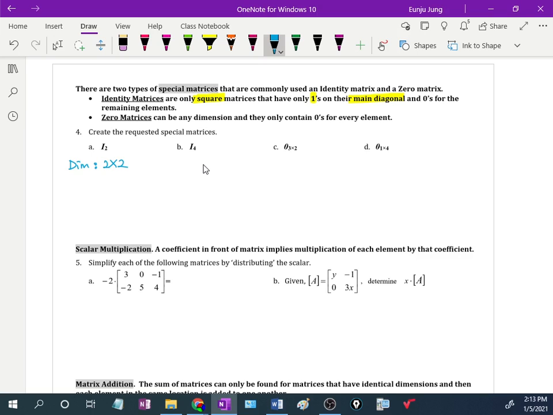Okay, so let's create a 2 by 2 matrix. So start with number 1. And main diagonal means diagonal from this number 1, okay? So next one here, and that's it. And other numbers will be 0. So this is a 2 by 2 identity matrix. Okay? Can you create I4?